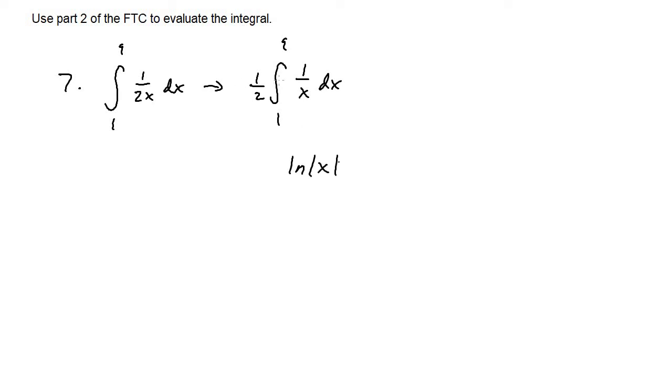And then we do have the 1/2 out front, so I'll multiply by 1/2. Now we can go ahead and evaluate from the bounds of 1 to 9. Now 1/2 is just a constant, so I can leave that outside when I'm evaluating.